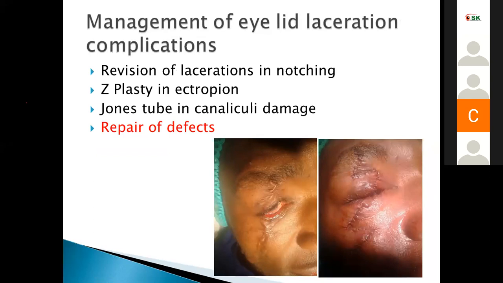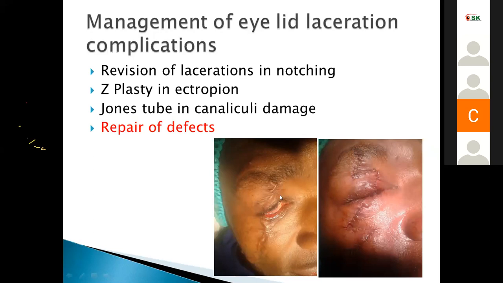Another procedure which we commonly do is Z-plasty for ectropion. These are cases where we have vertical scars, like in this patient that I've just shown you. You can see there is a vertical scar for the lower lid, and also a vertical scar for the upper lid. This patient came to us after repair at another institution, and all we had to do was a Z-plasty for the upper lid and another Z-plasty for the lower lid.